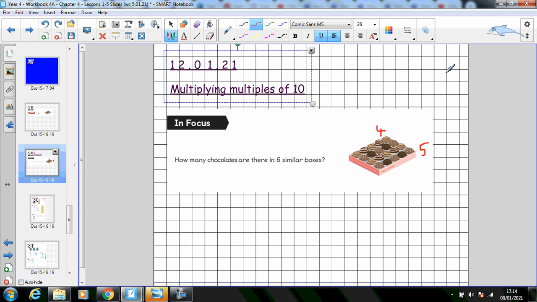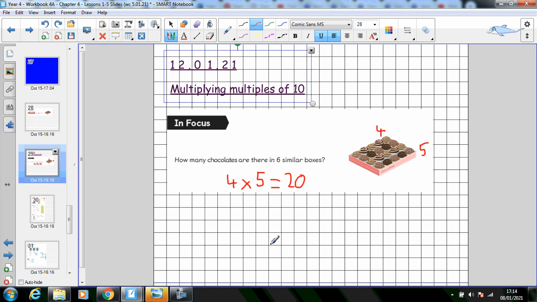Okay, there's no need to shout. You're right, we are going to multiply them together. There are 4 lots of 5 chocolates. There are 5, 10, 15, 20 chocolates in total in one box. Okay, so I could write that as 4 multiplied by 5 equals 20. I could write 5 multiplied by 4 equals 20.